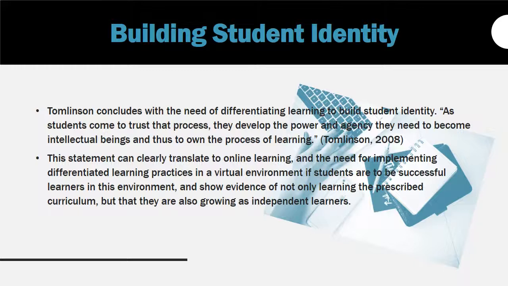Building student identity. Tomlinson concludes with the need of differentiating learning to build student identity. As students come to trust that process, they develop the power and agency they need to become intellectual beings and thus to own the process of learning. Tomlinson, 2008. This statement can clearly translate to online learning and the need for implementing differentiated learning practices in a virtual environment if students are to be successful learners in this environment, and show evidence of not only learning the prescribed curriculum, but that they are also growing as independent learners.